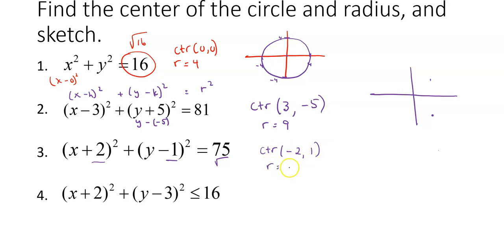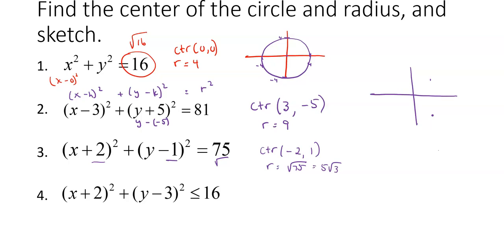The radius is the square root of 75, which I can rewrite as 5 square root of 3. When you go to graph this, you're going to have to get a decimal approximation for 5 square root of 3, because that doesn't mean a whole lot to me as I'm trying to graph it on a piece of graph paper. But if I can get a decimal approximation, type in 5 times the square root of 3, it's 8.66. So you do the best you can to start at negative 2, 1, a little more than 8.5 up and down, left and right, and you're good.